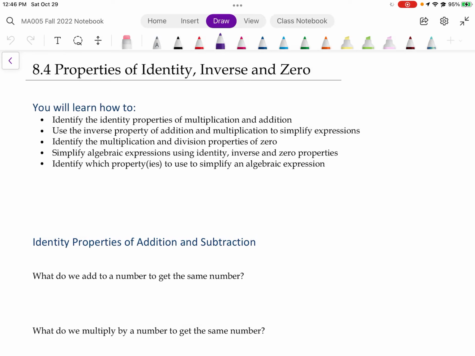Hi there, this is Professor Eckhouse, and I'm going to talk about properties of identity, inverse, and zero. These are very key properties to being able to do algebra. These are the reasons we're able to do all the things we do.